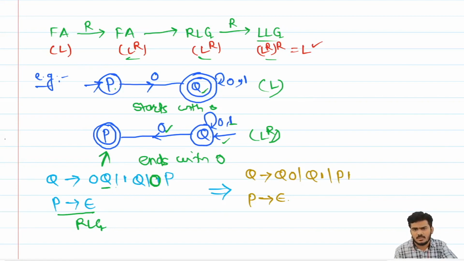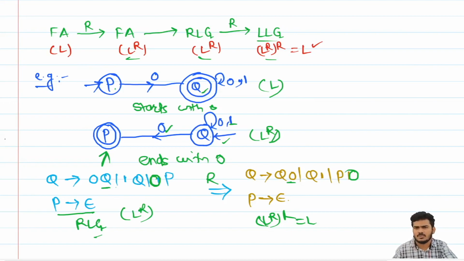Now this is also accepting the language reverse, and this is the right linear grammar. If I want a left linear grammar, what do I do? I will reverse this. If I reverse this, I get q produces q0, then q1, and p0, and finally p produces epsilon. And this becomes the language reverse of reverse, which means this is the language L. The language L was starts with 0.